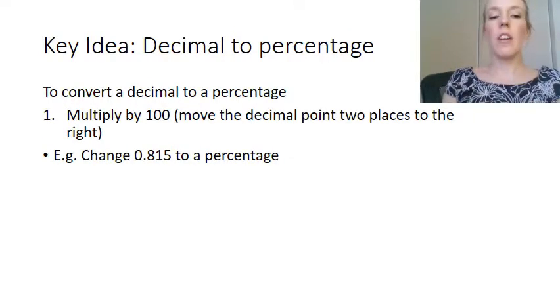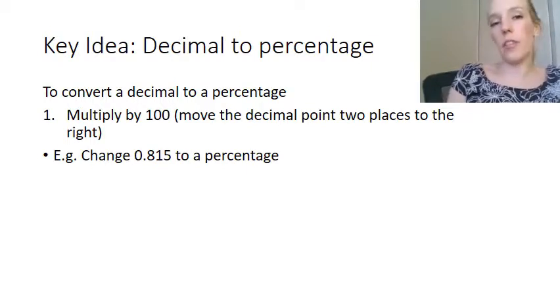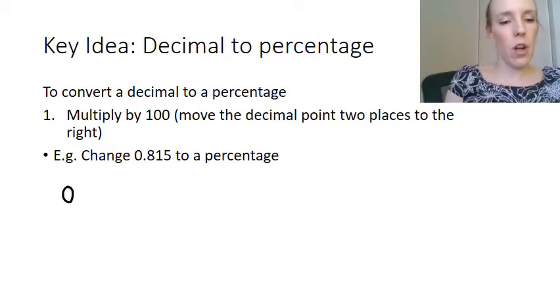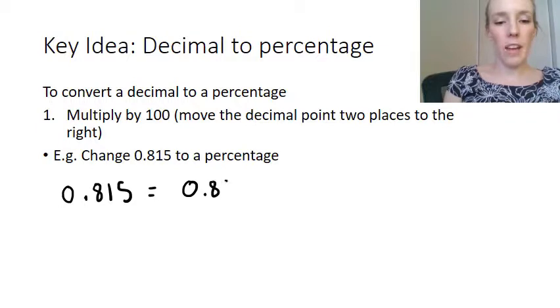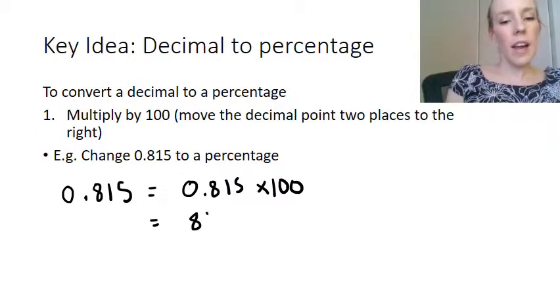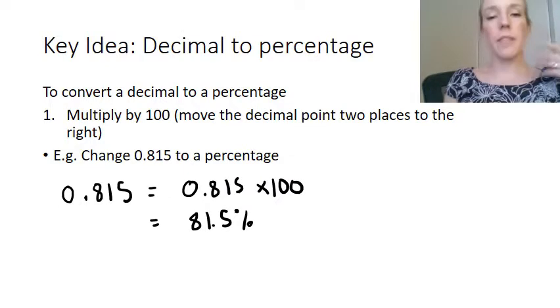Okay, so to convert a decimal to a percentage, you have to multiply by 100. So just move your decimal point 2 places to the right. So kind of the opposite of what we were doing before. So 0.815 to a percent. That's 0.815 multiplied by 100, 81.5%. And that would be your answer.